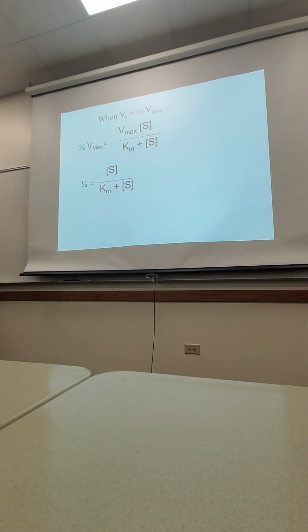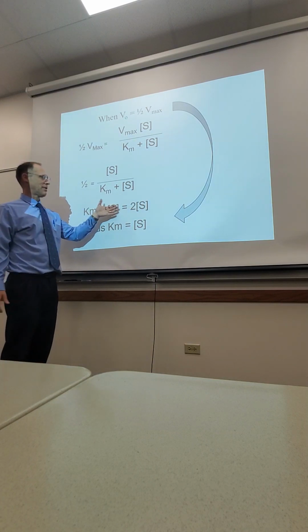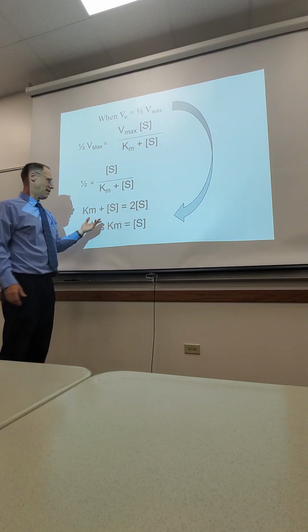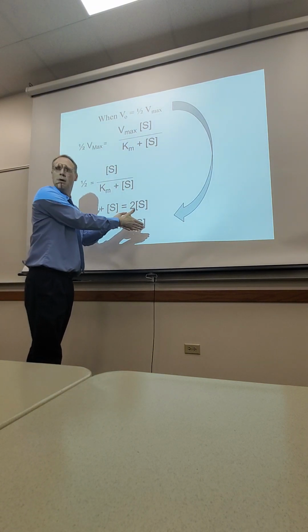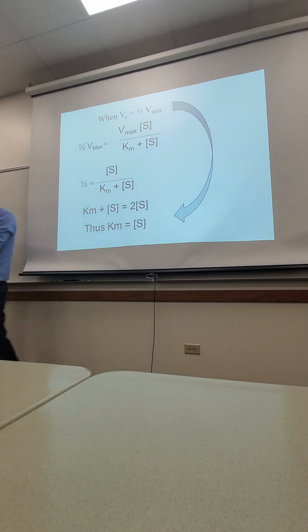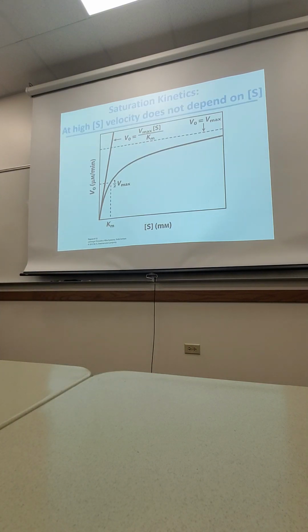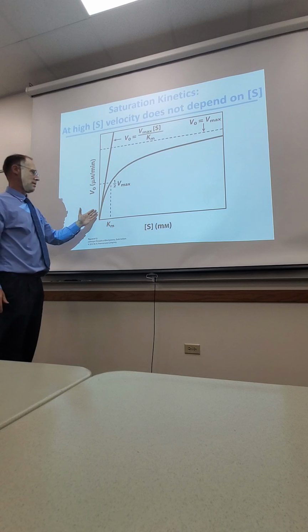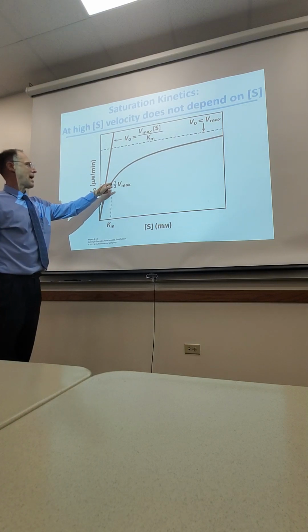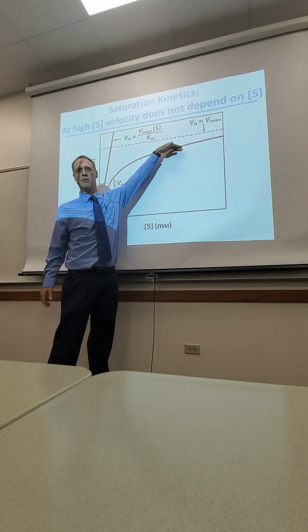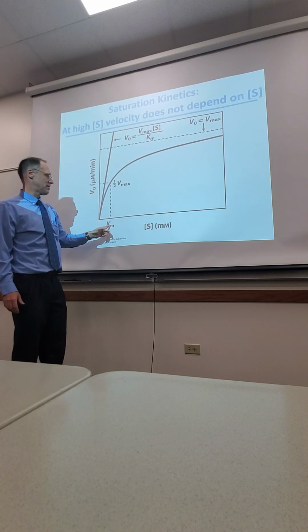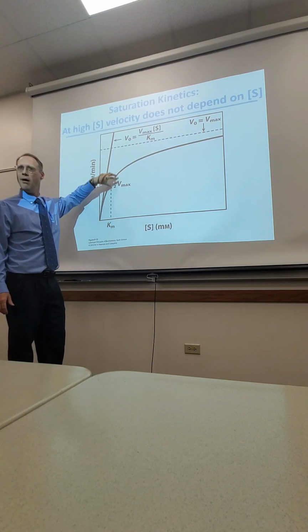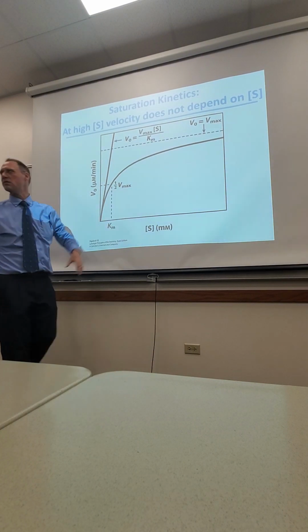So then what could I do? Well, multiply everything by 2, right? Okay, that means I now have Km plus substrate equals 2 substrates. And then what would I do? Well, move this to the other side. That means that Km equals the substrate concentration, which is why when you make a plot, 1/2 of the Vmax, the maximum velocity that it will obtain, the Km is read in the substrate concentration.